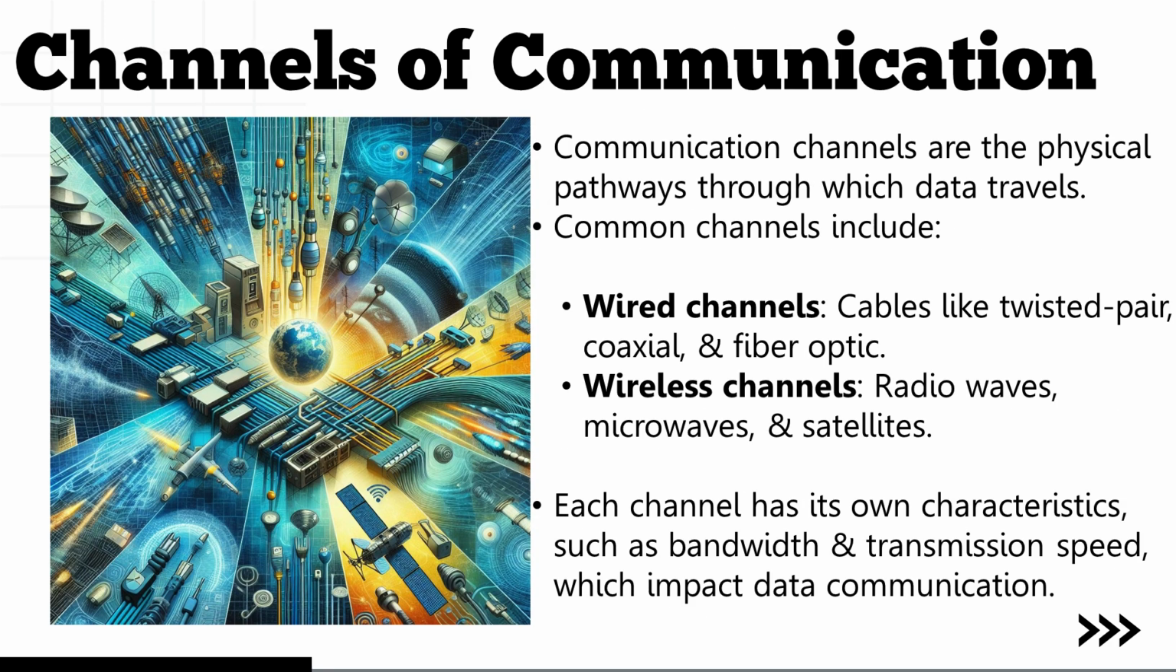Channels of communication. But how does data travel between devices? Communication channels are the physical pathways that carry the data flow. We have wired channels like familiar cables and wireless channels that utilize radio waves and satellites. Each channel has its own characteristics, such as bandwidth and transmission speed, which influence the effectiveness of data communication.